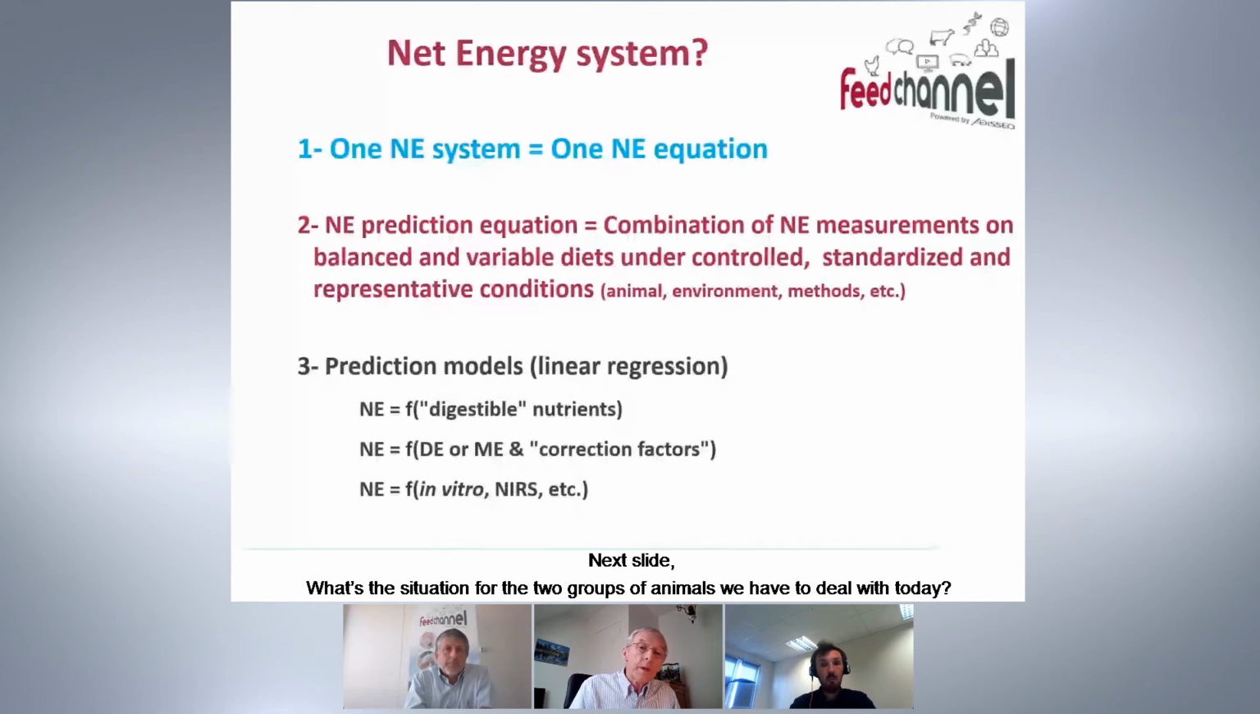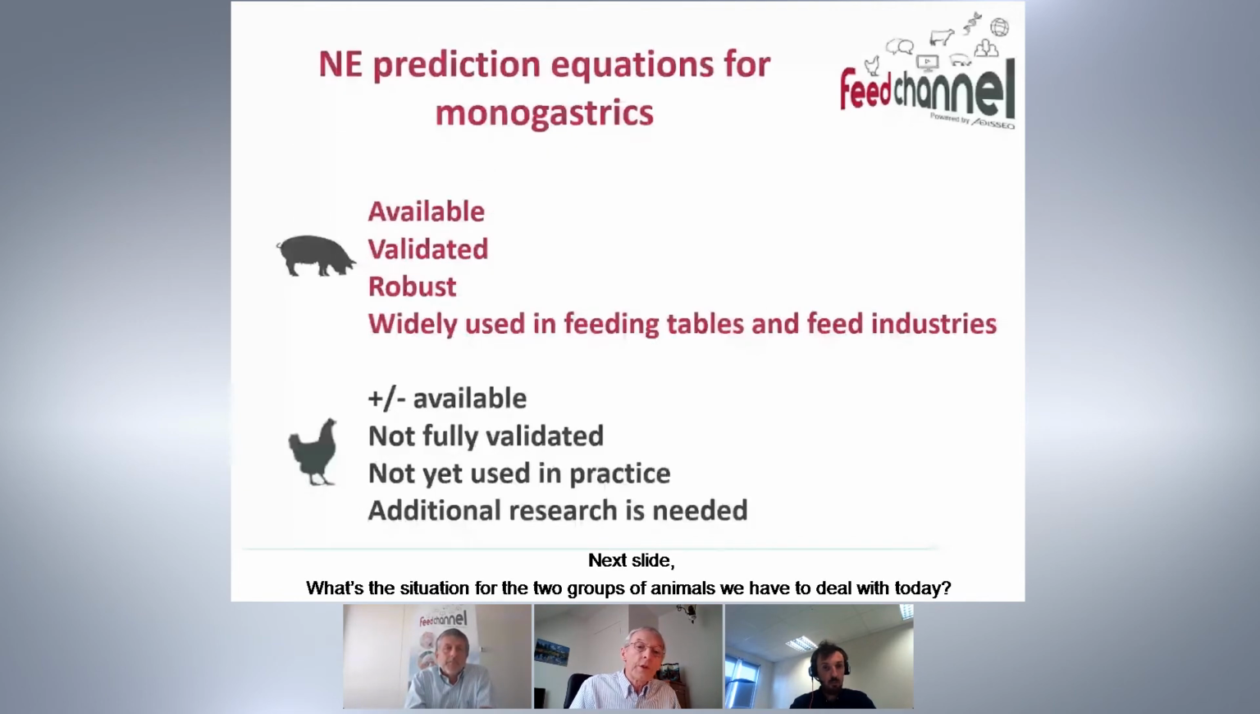Next slide. So what's the situation for the two groups of animals we have to deal with today? I think for pigs, the net energy prediction equations are available, they have been validated, they are quite robust, and as a consequence, they are today widely used in feeding tables and in the feed industries all over the world.